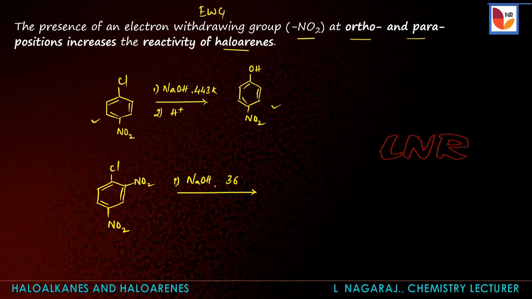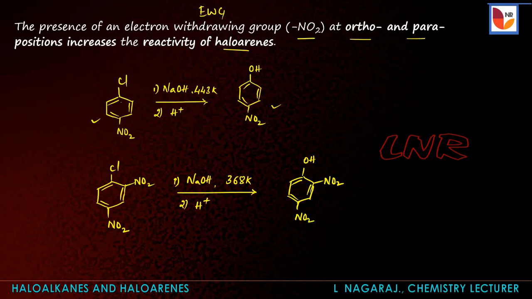is 368 Kelvin. That is, it requires less temperature than the one electron withdrawing group present in the chlorobenzene, and the reaction takes place in the presence of an acid. So it gives the product, that is, the two groups are eliminated and it is OH. So it is NO2 and it is NO2.